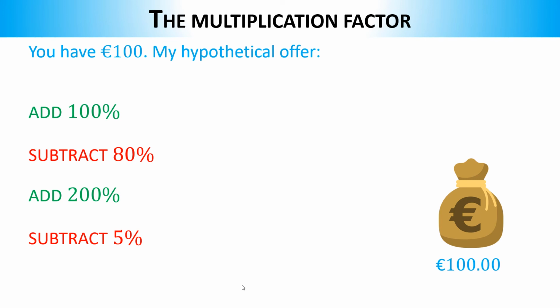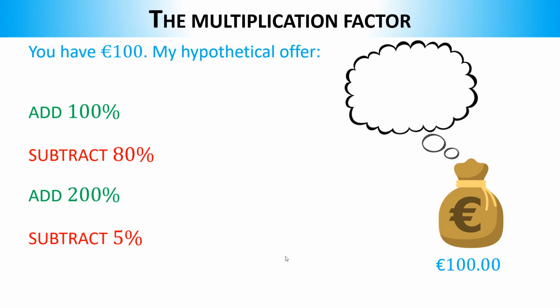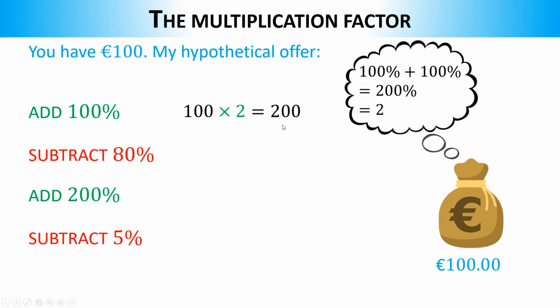So, using multiplication factors, this becomes a quick calculation. Adding 100% to our starting number means we end up with 200% of it. So we multiply it by 2. 100 euros times 2 is 200 euros. So that's good. But in the next step, you're taking quite a hit, because subtracting 80% means that we have only 100 minus 80, which is 20%, left. So that means we multiply by 0.2. 200 times 0.2 is 40.